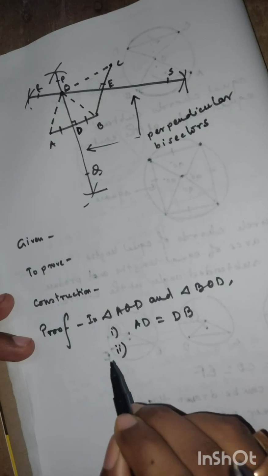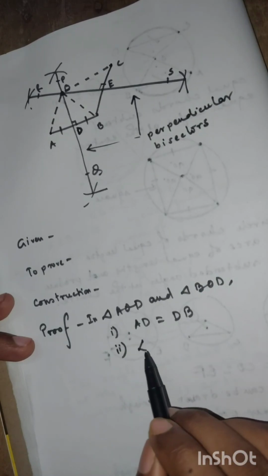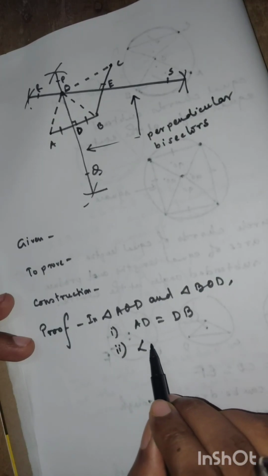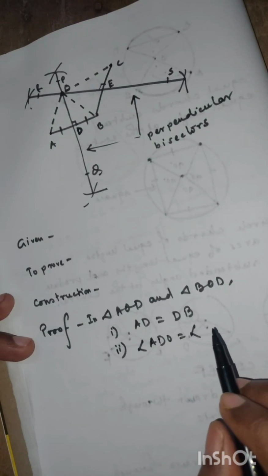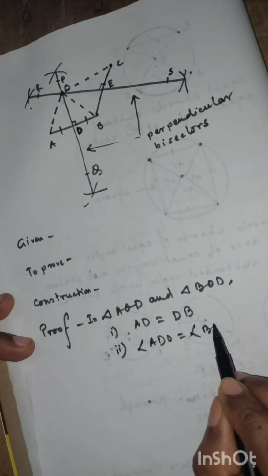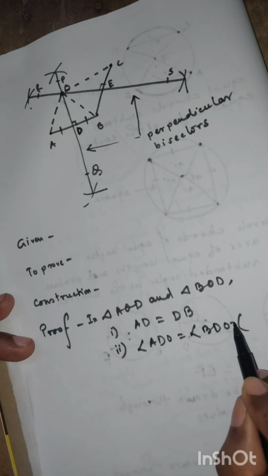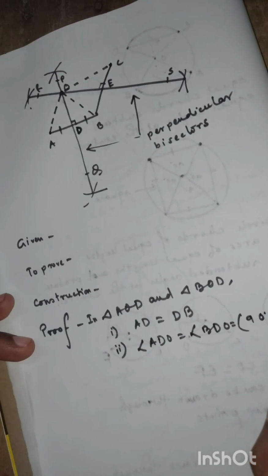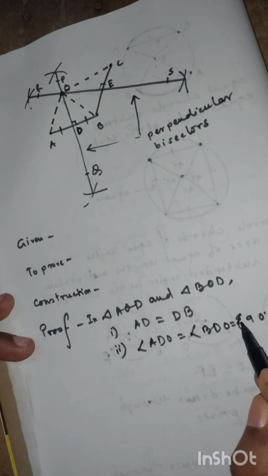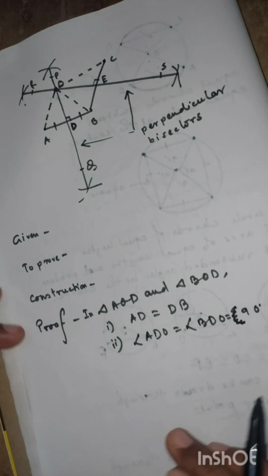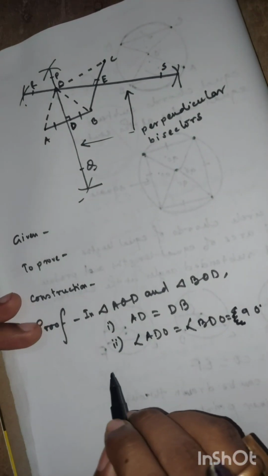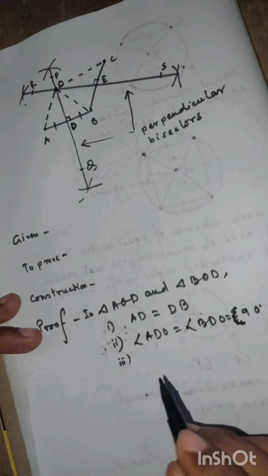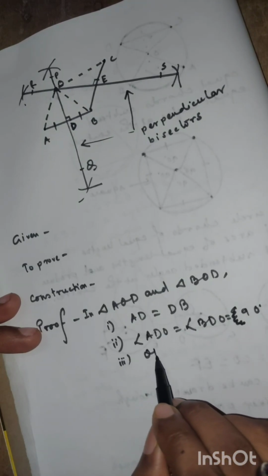Number 2, angle ADO equal to angle BDO, which is equal to 90 degrees. Number 3, OD common side.